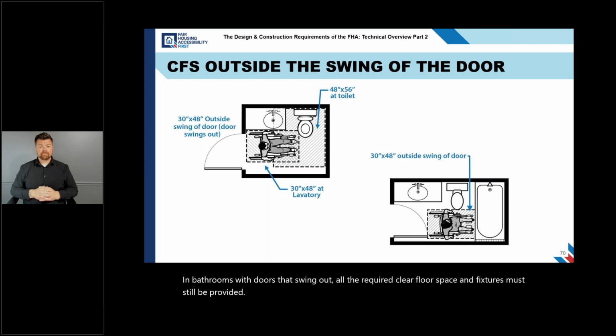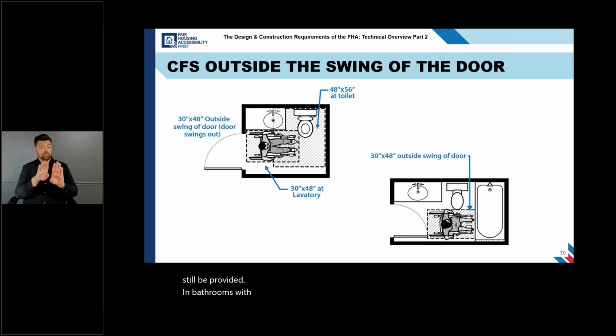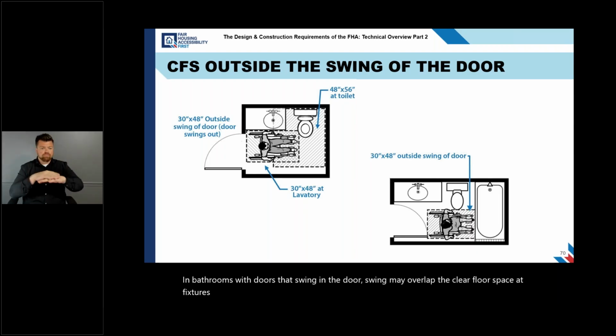In bathrooms with doors that swing in, the door swing may overlap the clear floor space at fixtures, but must not overlap the required 30 by 48-inch clear floor space outside the swing of the door.